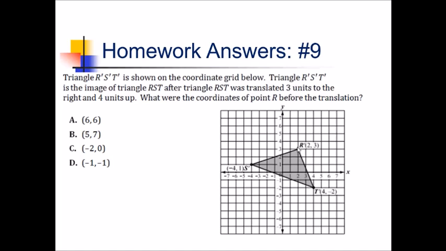We actually need to reverse that and go 3 units to the left and 4 units down, and that would bring us to the original R point, which is at negative 1, negative 1. Choice D.